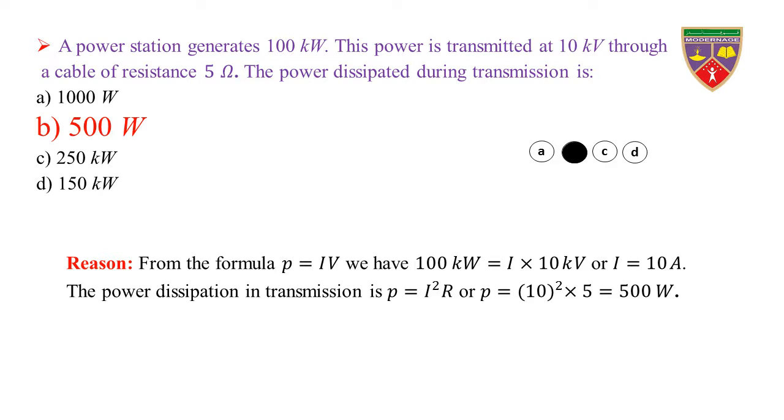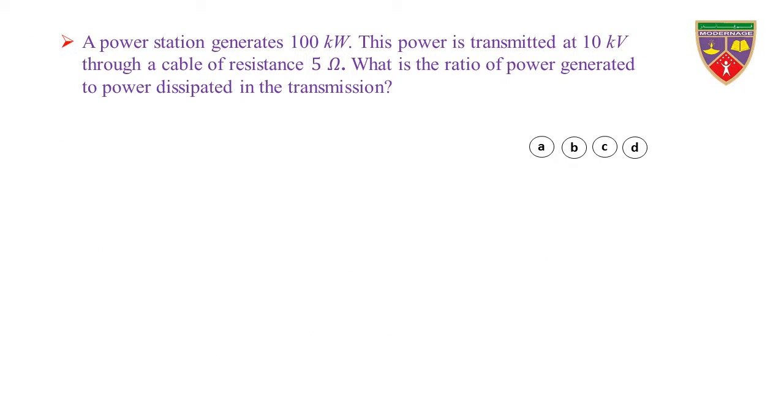Reason: from the formula of power, P is equal to IV, we have 100 kilowatt power, which is equal to I, the current, into 10 kilovolts, the potential, or I is equal to 10 ampere. The power dissipation in transmission is P is equal to I square R, or P is equal to 10 square, because the current is 10 ampere, into 5, which is equal to 500 watts. Hence, the power dissipated during transmission is 500 watts.